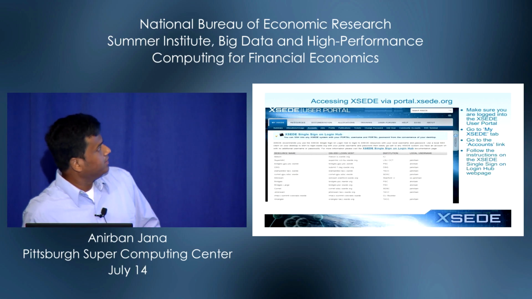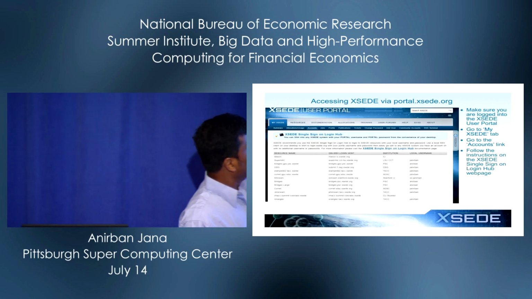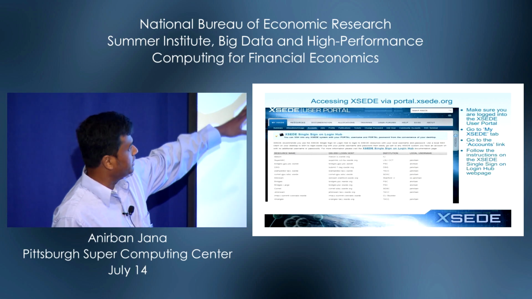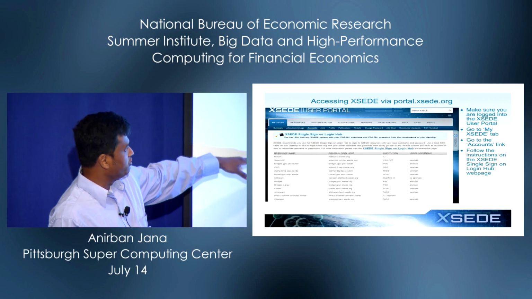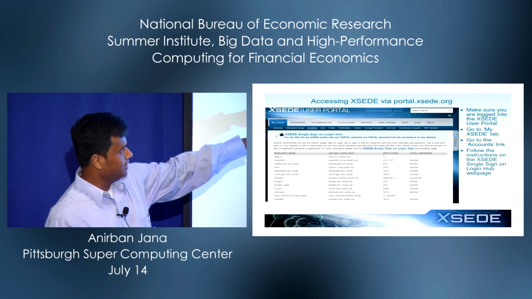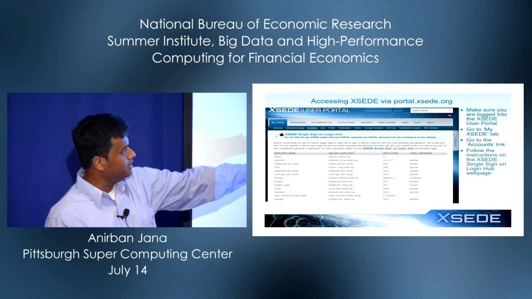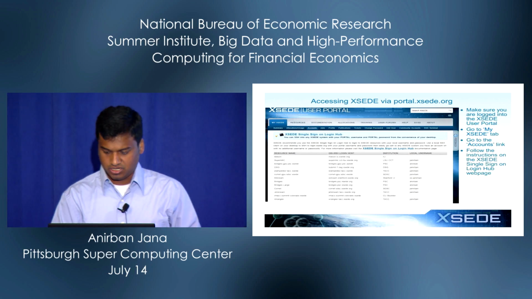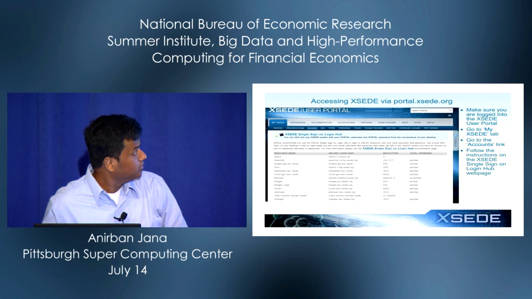Okay, and then if you go again on the Exceed portal, clicking on accounts, it will show all the machines where you have accounts. I have accounts on all of the resources. And each resource has a local username. It will also appear here. So if you want to directly connect to the machine, you will need the local username.